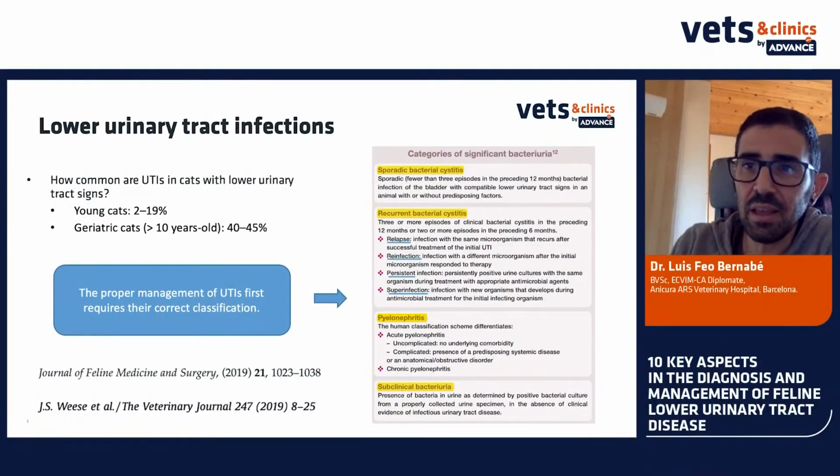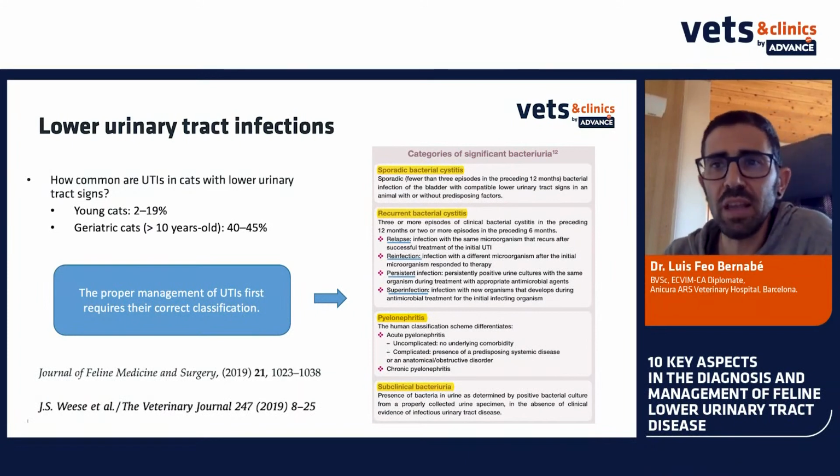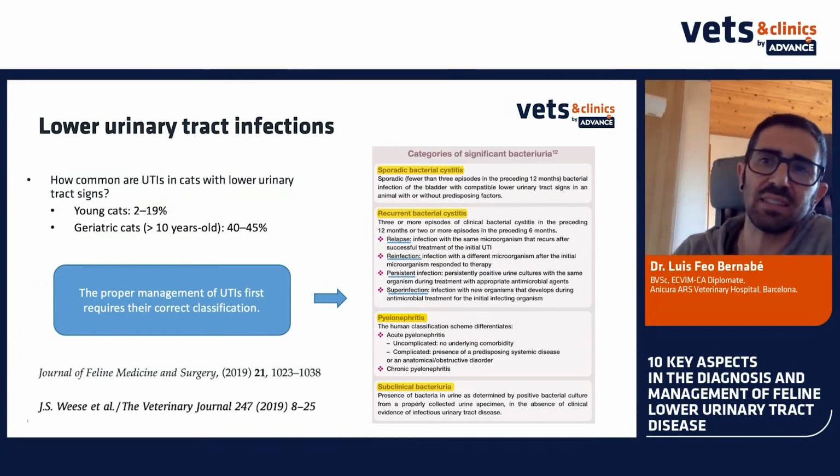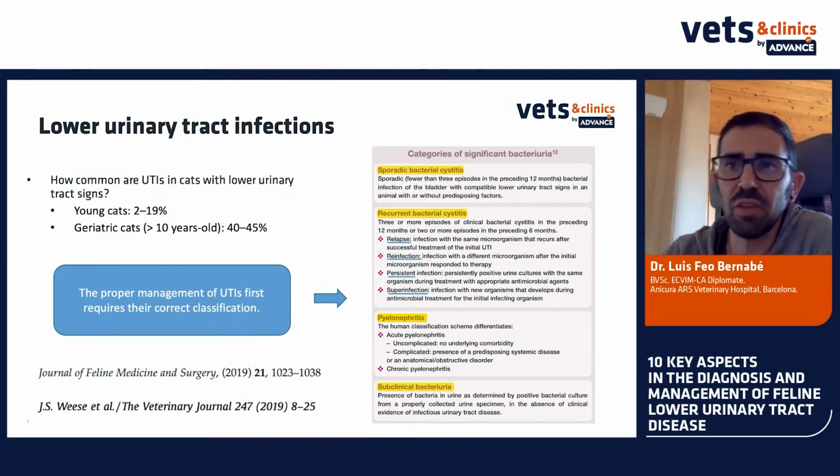Yeah, so I think it's very important to correctly manage a urinary tract infection in cats. What we know is that the prevalence changes based on the age of the patient. The prevalence in young cats with this syndrome is between 2 to 19% of the cases, but it's really common in geriatric cats and could be around 40 to 45% of the cases. The first step when you have a UTI is to correctly classify these patients into one of the groups that you can see on your right side.